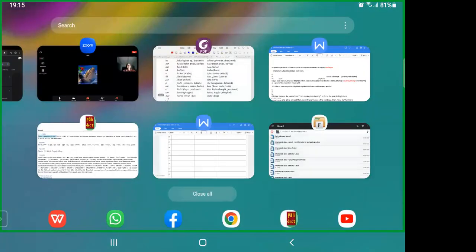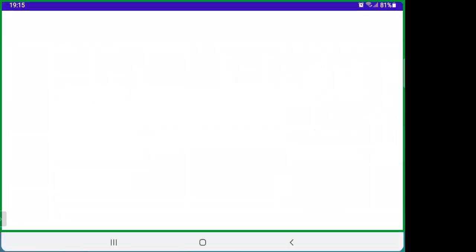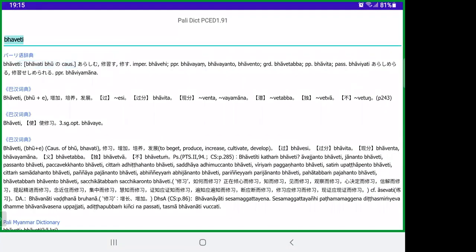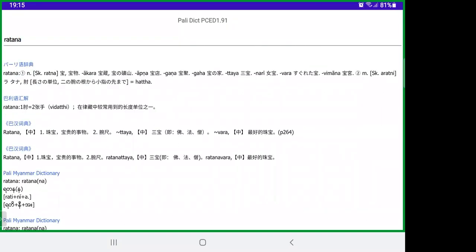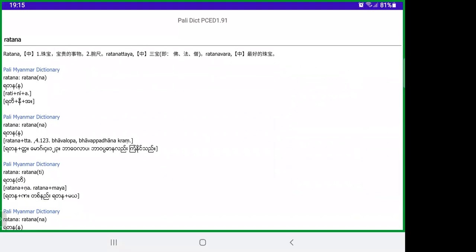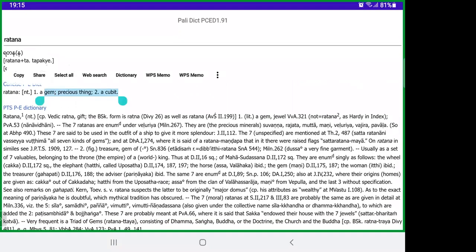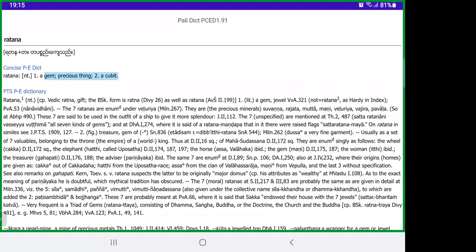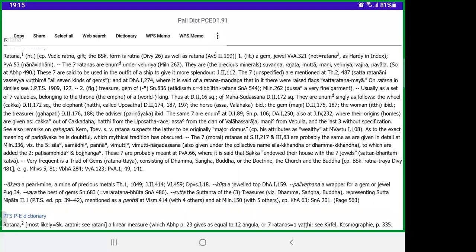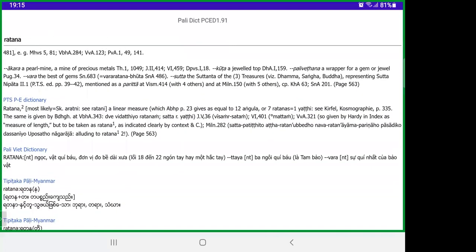Cubit is not the normal cubic. It's kind of like a measurement, not cubic in the sense of square. Besides yatana, you see the two meanings. Ratana we thought is a gem, but another meaning is a cubit. So what is a cubit? Then you have to find out from the dictionary.